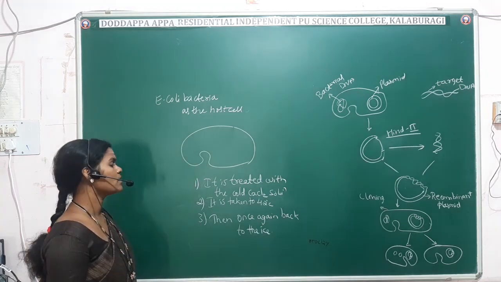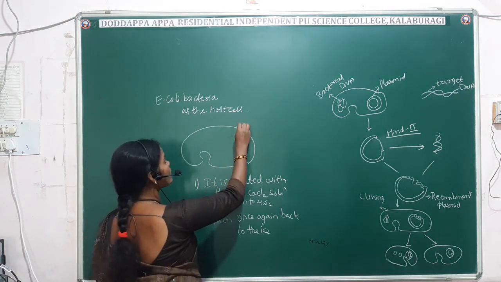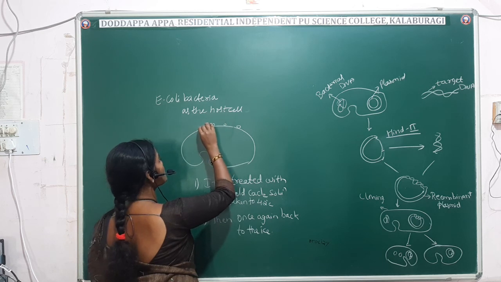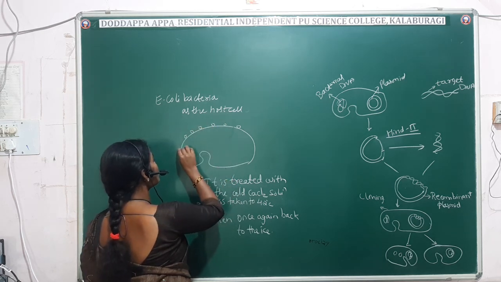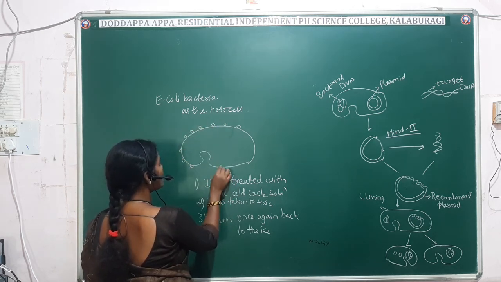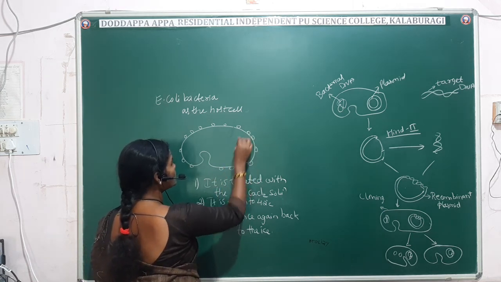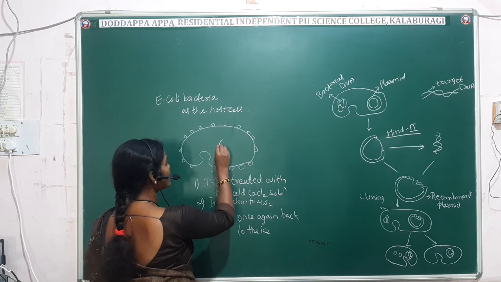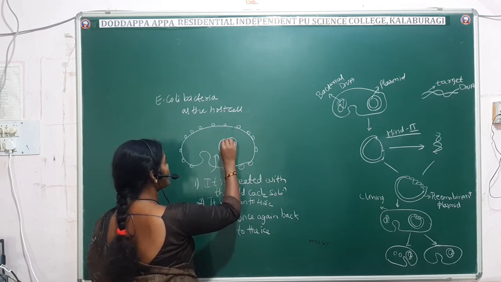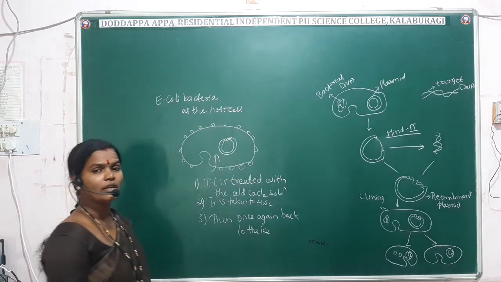Back to the ice. What happens? Small pores are created on the cell wall. With the help of these small pores, there is an insertion of the recombinant plasmid.